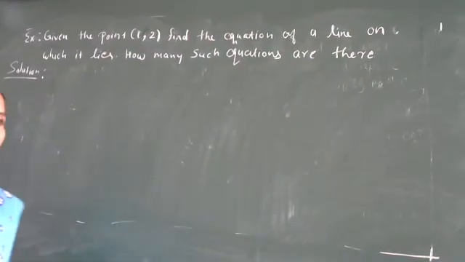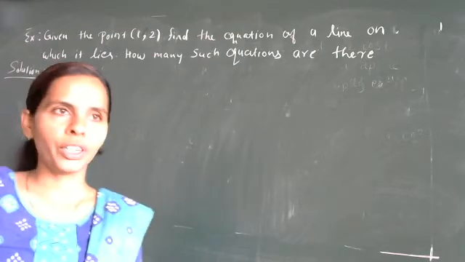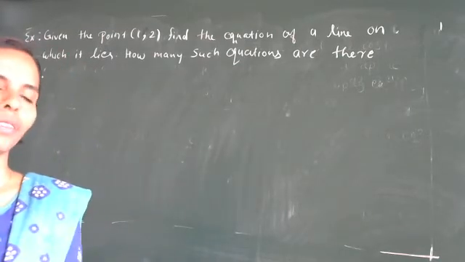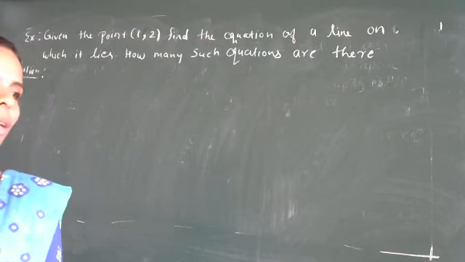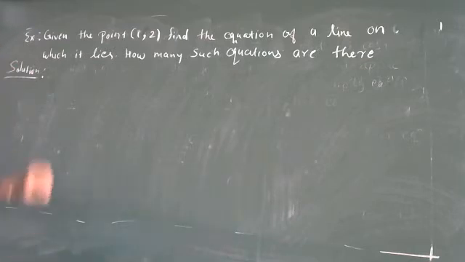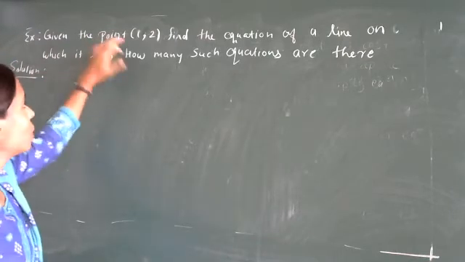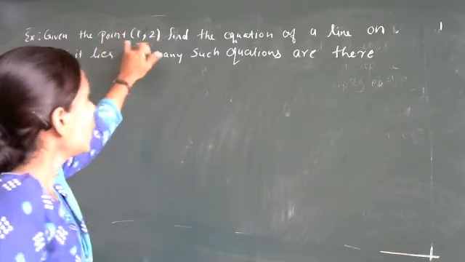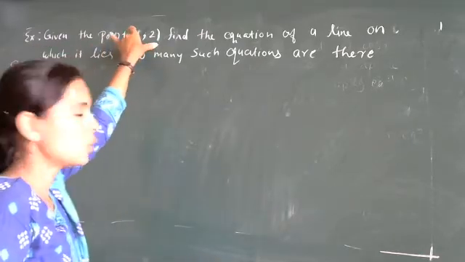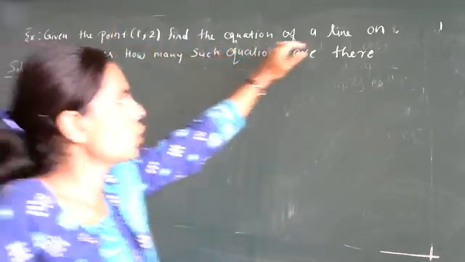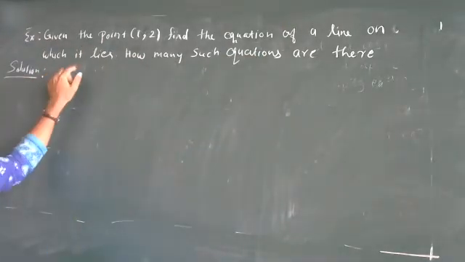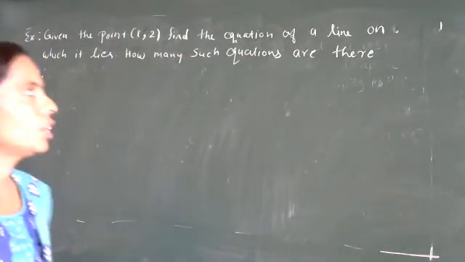Okay. Yesterday we have seen how we can plot the points on a graph line, or if the equation is given, how we can find the points. So here the next question is, given the point 1 and 2, 1 and 2 have got the values of x and y. Find the equation of a line on which it lies. How many such equations are there?